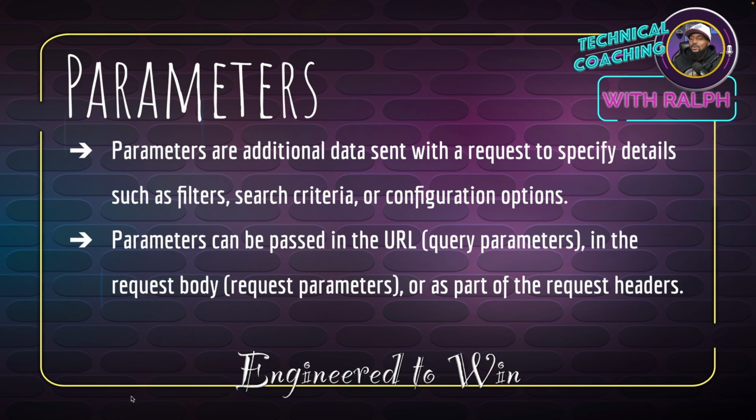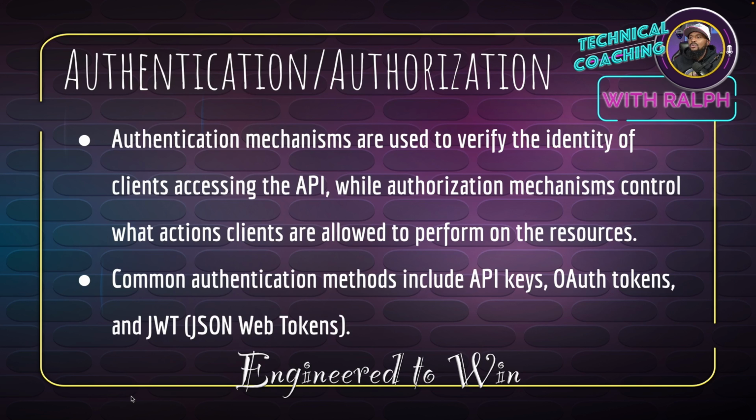Next up, authentication/authorization. Authentication mechanisms are used to verify the identity of clients accessing the API, while authorization mechanisms control what actions clients are allowed to perform on the resources. So if you remember, when we were going through our GRC stuff and our IAM, Identity and Access Management, we were talking about authentication and authorization through all our cybersecurity things. And this is a part of APIs. So authentication is who can access. Authorization is what can you do once you have access.